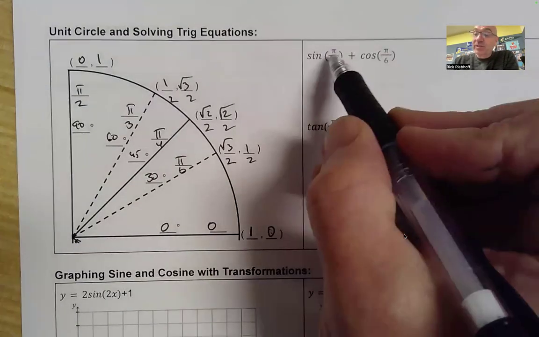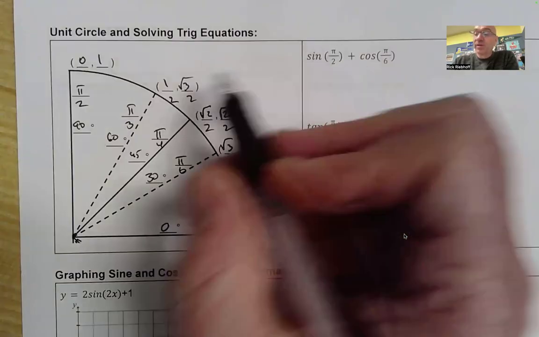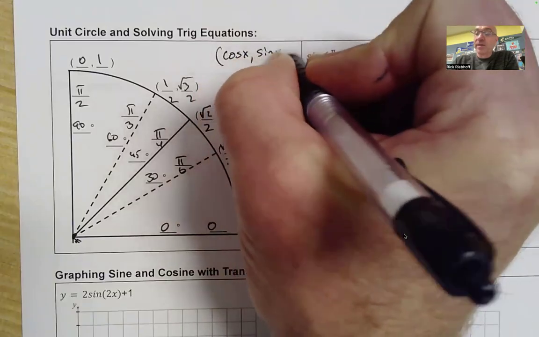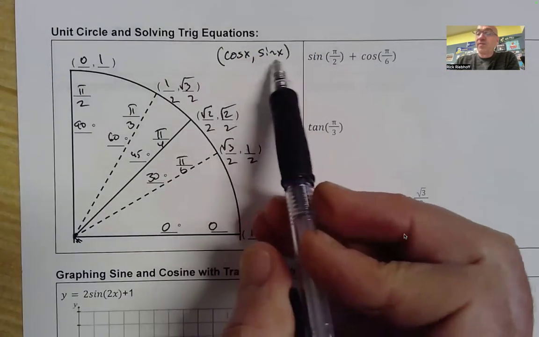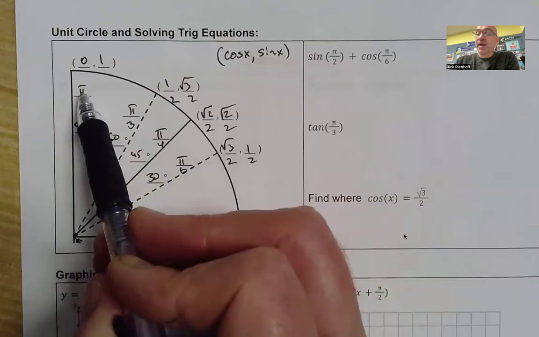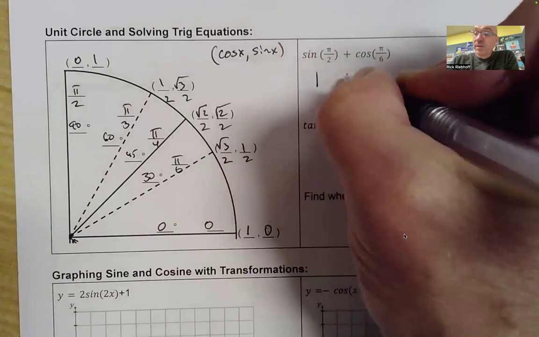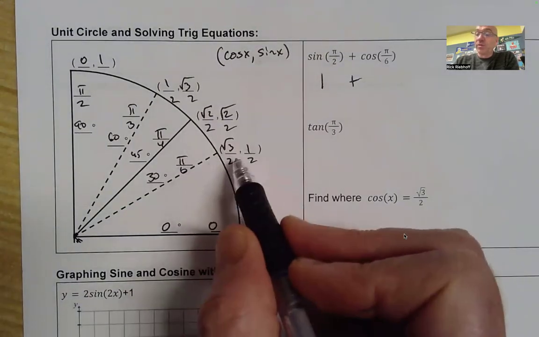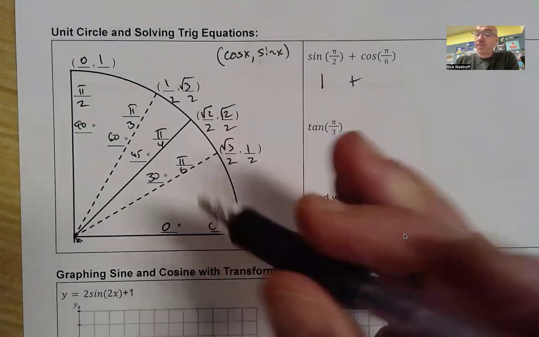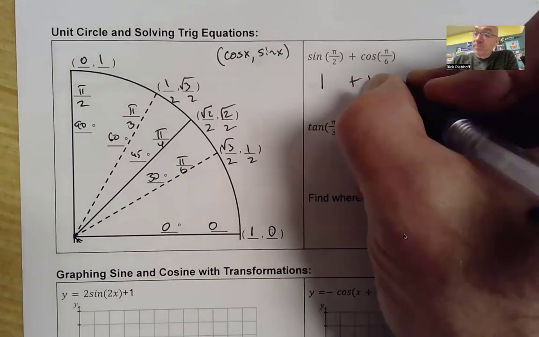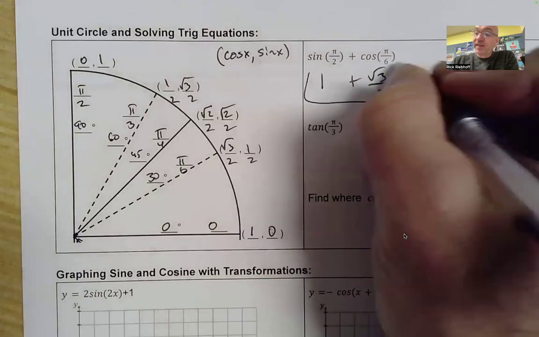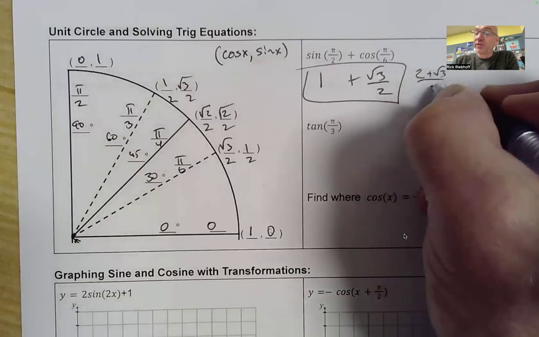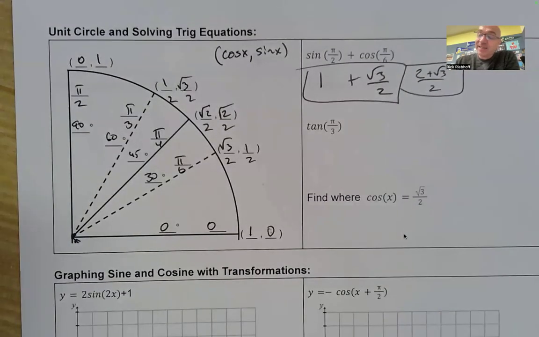Because now we can answer these questions. What's the sine at pi halves? Remember, it is cosine, sine, so I'm looking for the y value at pi halves. The y value is 1. Cosine at pi sixths: here's pi sixths, cosine is the first one, root 3 over 2. I'm just going to leave it like that. I can't add those together. You could make this 2 over 2, so if you wrote 2 plus root 3 over 2 and combined it into one fraction, that's fine, but you don't have to.